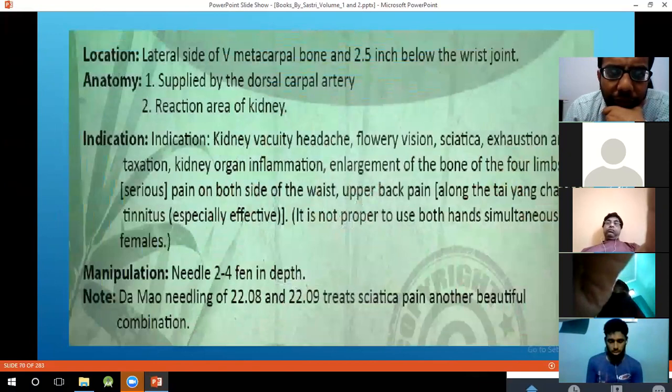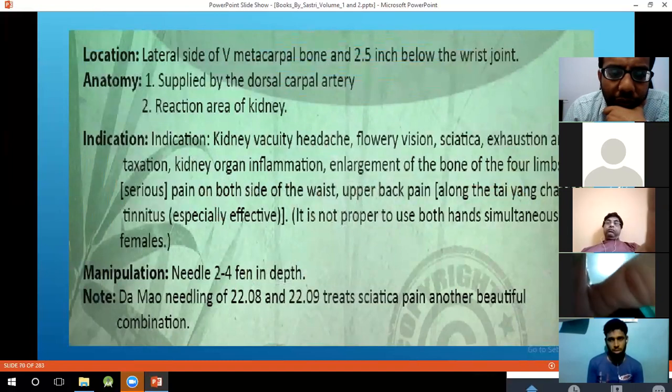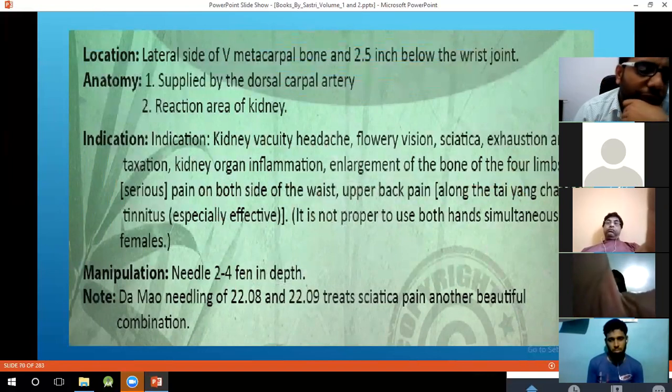Then come 22.08. It's a very good point for enlargement of the forearm, one of the four limbs, then on the outer side of the wrist and upper arm. It is not proper to use this point simultaneously on both sides. In Tung acupuncture, never think that if you put a needle in this hand, you have to put it in the other hand also. Never do all this nonsense. It will create problems in the patient. So never do that.